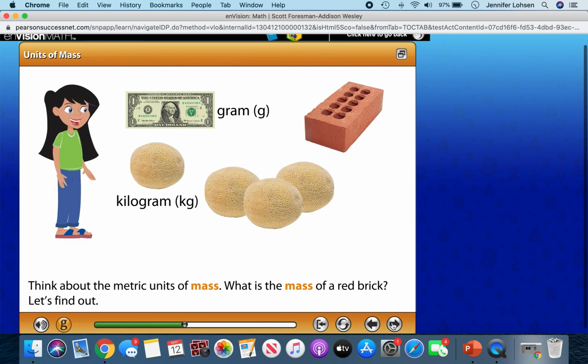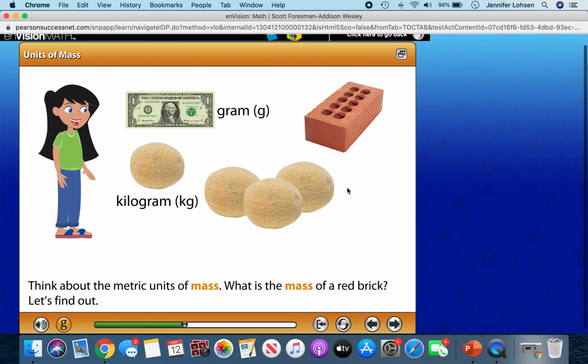Let's find out. Okay, so what they want us to do is use our knowledge and understanding of what we just learned, that 1 gram has the mass, the weight, of a $1 bill. So it's very light. I can hold it forever with little to zero effort without even thinking about it. Versus a cantaloupe, which is equivalent to about 1 kilogram, which is 1,000 grams.